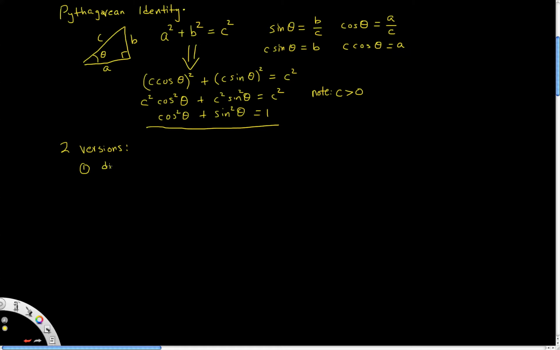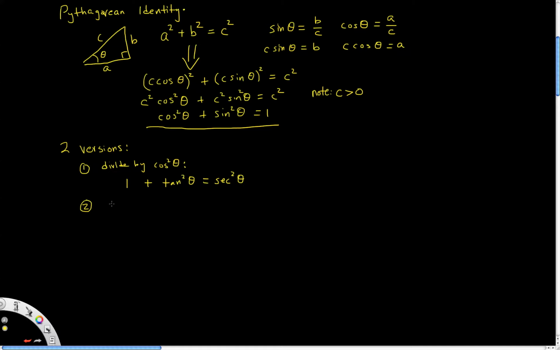So let me say divide by cosine squared theta. Okay, and if I do that, cosine squared theta over cosine squared theta just gives me 1. Sine squared theta divided by cosine squared theta is tangent squared theta, and 1 over cosine squared is secant squared theta. So there's my first version, or the second Pythagorean identity.